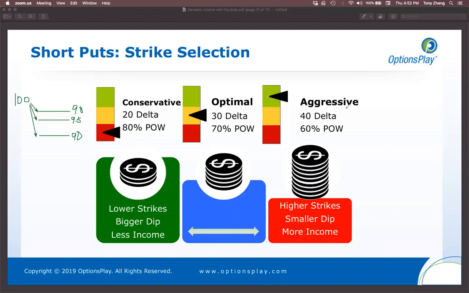So we have conservative, optimal, or aggressive. Aggressive refers to these $98 puts. These are much higher strike prices that require a much smaller dip before my trade is executed. In exchange for that, you're going to get more income. When you choose a more conservative strike price, these are much lower strike prices. They require a much bigger dip of the underlying stock from 100 down to 90 before the trade gets executed. In exchange for that, for selling that $90 put, I'm going to get less income. So the question is, which one of these do you want to trade?